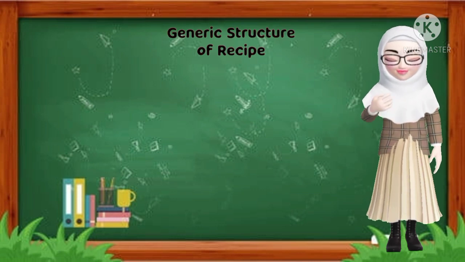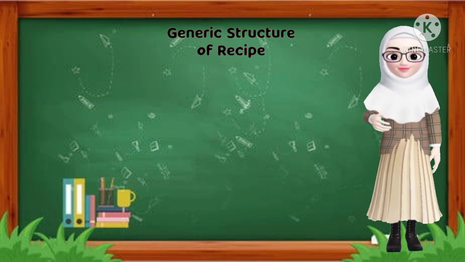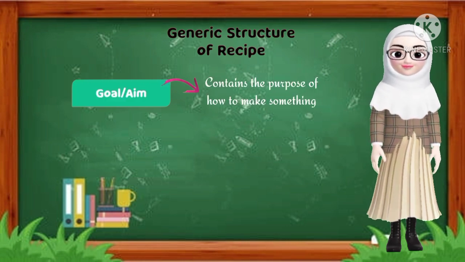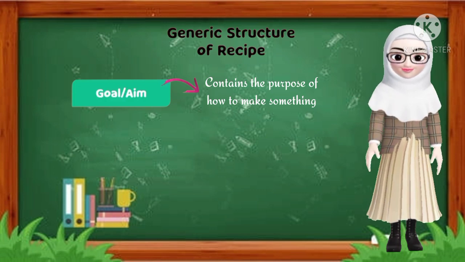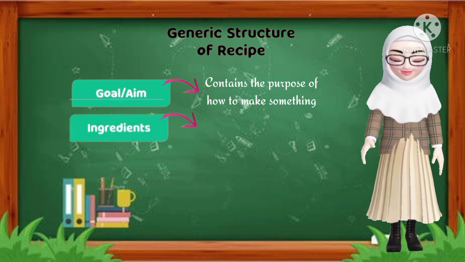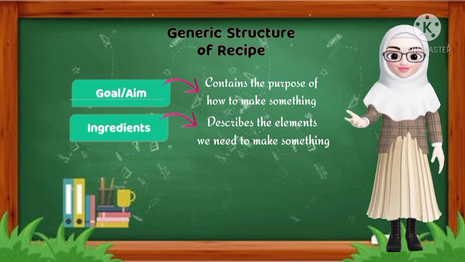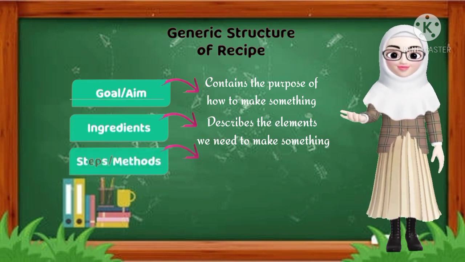Now let's talk about the generic structure of the recipe procedure text. There are 3 points of the structure. The first is goal or aim. It contains the purpose of how to make something. The second is ingredients. It describes the elements we need to make something. The third is steps or method. It describes the sets of instructions.